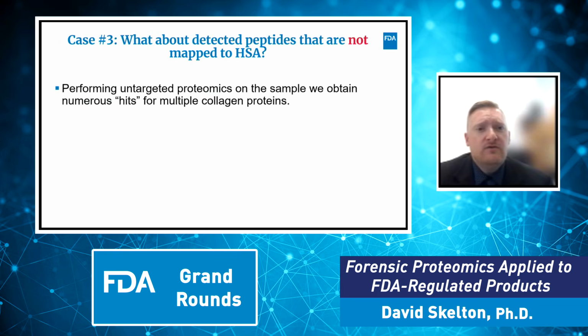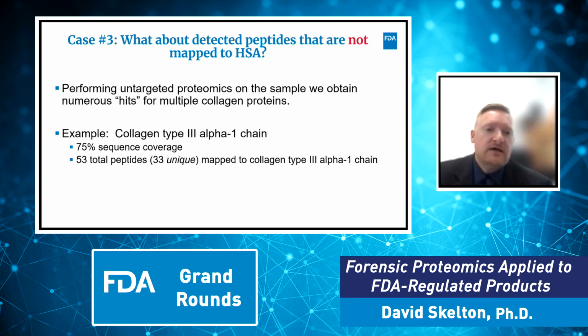So in this case, with the sample that we had, all the peptides that we observed that weren't mapped back to HSA, we performed a large database search against the UniProt database, and we obtained numerous hits from multiple collagen proteins. Just as an example, one of the collagen proteins we got a hit for was the type 3 alpha 1 chain. 53 of the peptides in our sample were mapped back to this collagen protein, and 33 of those peptides were unique only to collagen.